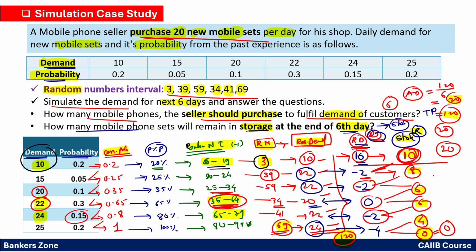Now they are asking, at the end of the second day, what is the remaining stock? So this is the first day, this is the second day. So at the end of the second day, we are having a stock of 8 mobile phones. If they are asking what is the mobile phone stock at the end of the 4th day, so first, second, third, and fourth. So at the end of the 4th day, remaining mobile phones will be 6. So in that way, they can frame the question, right? So very easy, right? So this type of problem they can ask you, right?